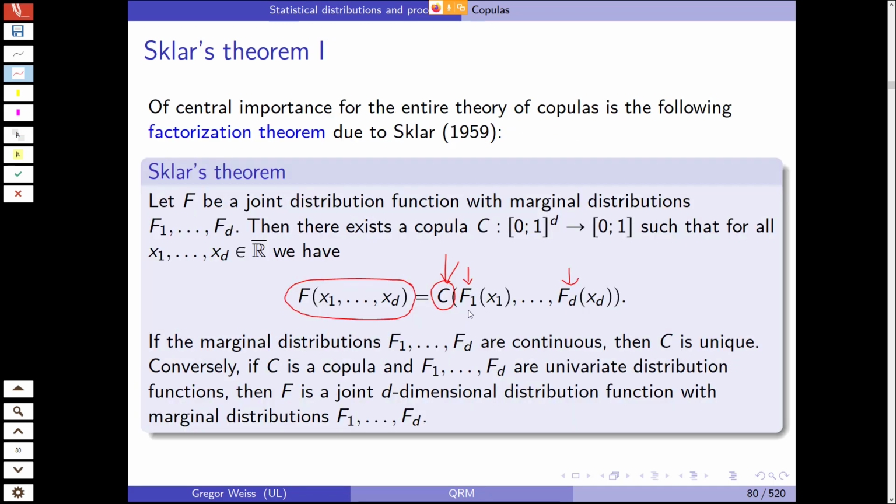Next important fact is F1 and say Fd do not necessarily have to come from the same statistical distribution family. So it could be that you say F1 is a normal distribution, F2 is a t distribution, F3 is a beta distribution. Now you can do this, and this is no problem. Sklar's theorem still holds.